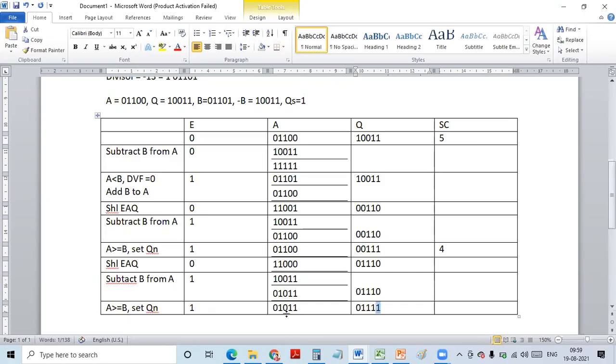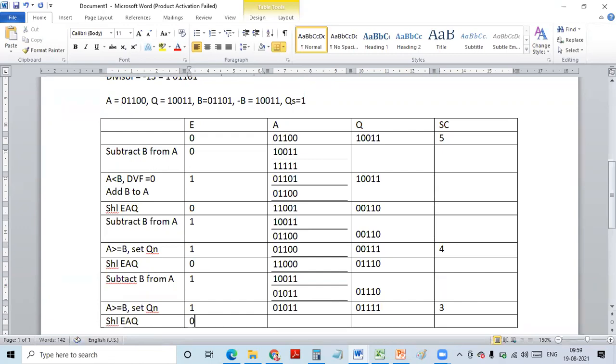This is how the updated value of Qn. Okay, after that reduce the sequence counter by 1. So with this, the second bit is also tested whether it is 0 or 1. So 2 bits are over. Now you need to still repeat the cycle for 3 more bits. So after this, you have to shift logical left EAQ.